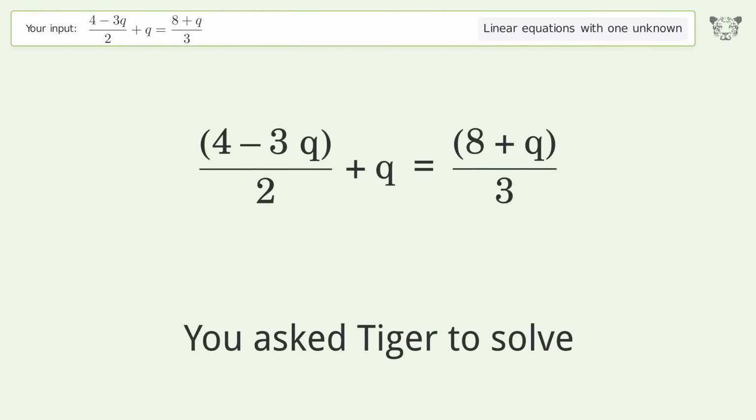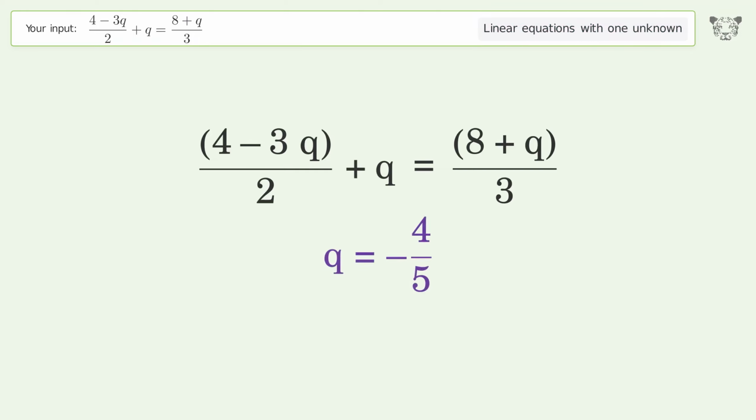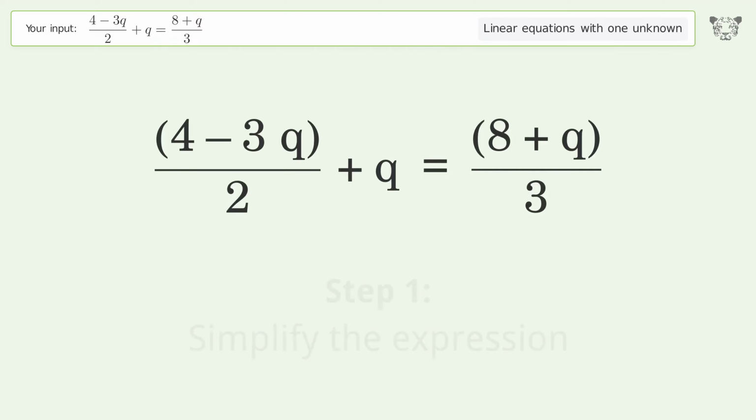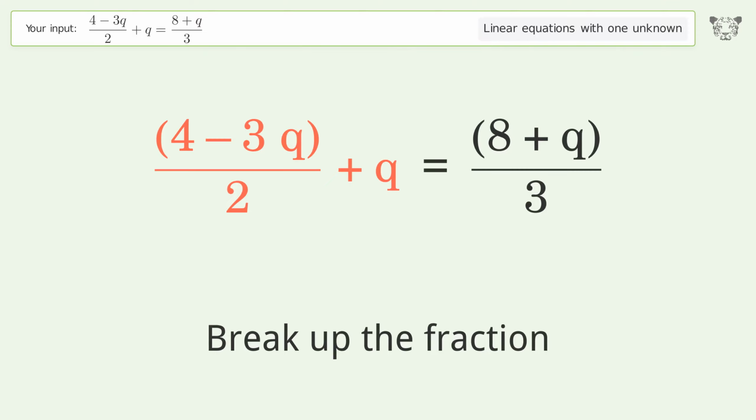You ask Tiger to solve. This deals with linear equations with one unknown. The final result is q equals negative 4 over 5. Let's solve it step by step. Simplify the expression. Break up the fraction.